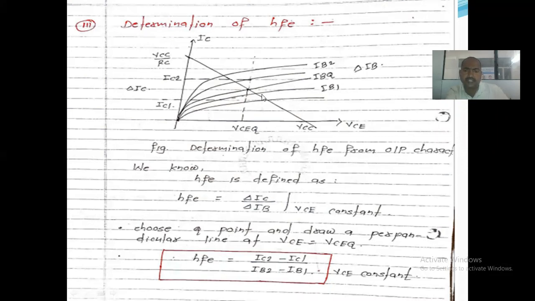We keep increasing the value of VC at each different value of IB. Consider that we take IB1 as 10 milliampere, IBQ as 15 milliampere, and IB2 as 20 milliampere. This is the value of IB. So we vary the value of VC and plot the value of IC on this graph.